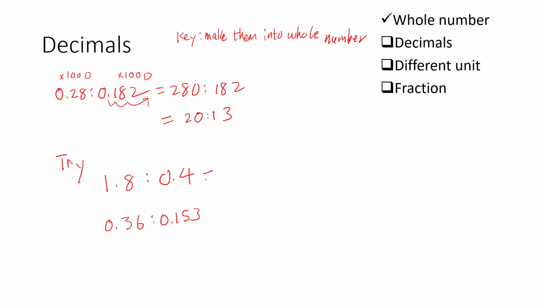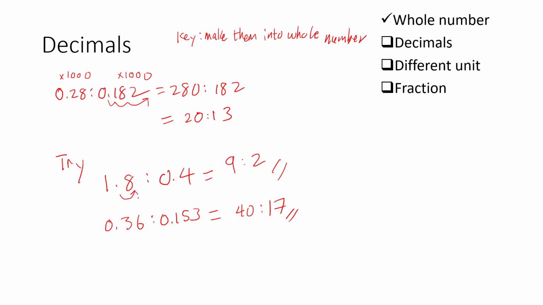And the first one you should get 9 is to 2. And the second one you should get 40 is to 17. So have you gotten the answer? If not, maybe you can try again. Hopefully you typed in the values correctly.